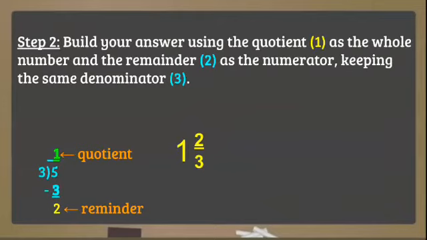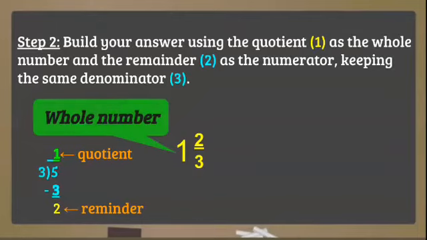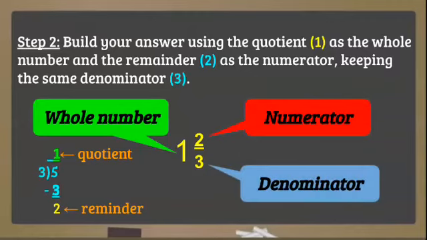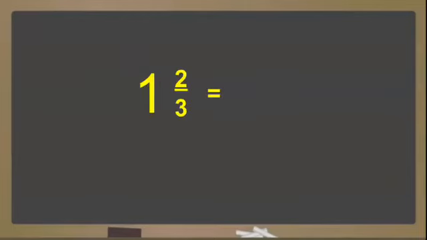Step 2, build your answer using the quotient 1 as the whole number and the remainder 2 as your numerator, keeping the same denominator 3. So we got 1 and 2/3.